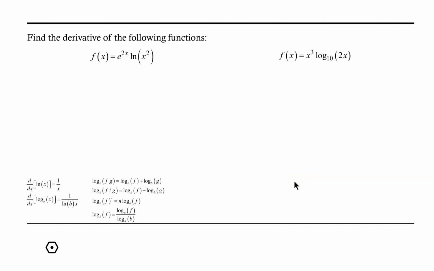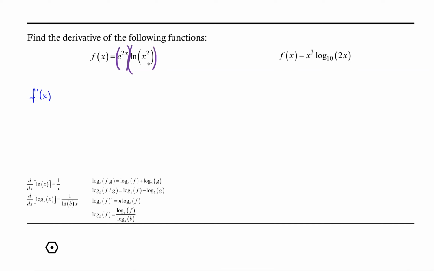Welcome. Let's take a look at a couple of examples involving using the product rule in conjunction with derivatives involving the logarithm. So our first function here, f of x, is equal to e to the 2x times the natural log of x squared. The first thing we should notice is that we have a product going on. This function involves e to the 2x times the natural log of x squared. So we should be using the product rule as we go about finding the derivative of this function. So let's go ahead and get started.